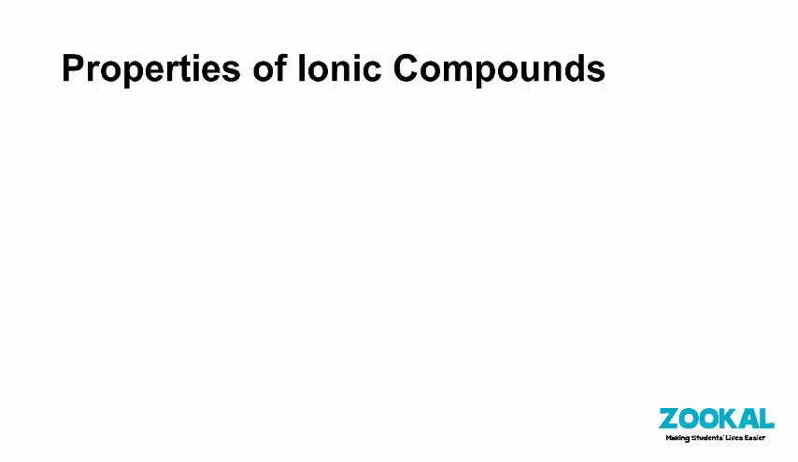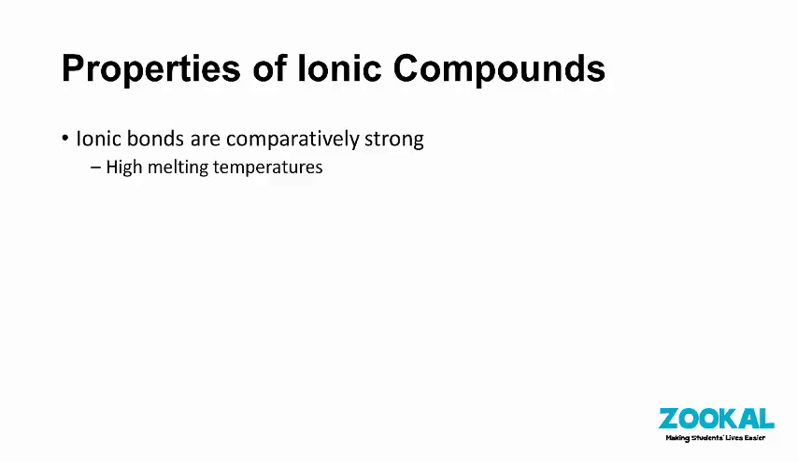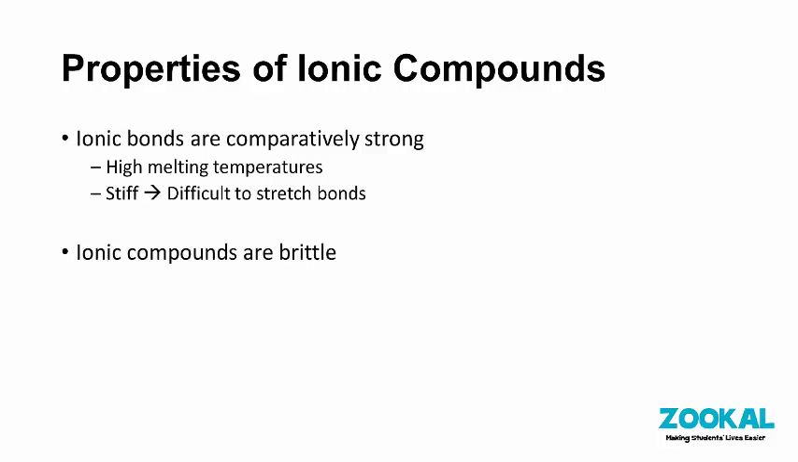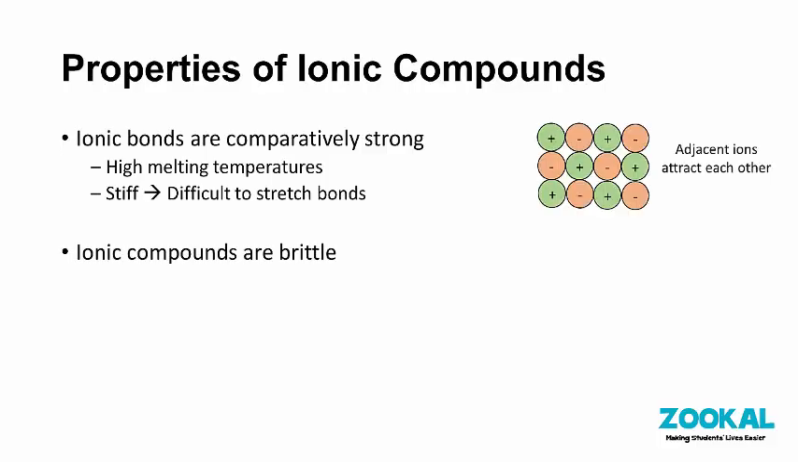Lattice energies are comparatively higher than most bonding energies. Therefore, ionic bonds are quite strong. Since it takes lots of energy to break the lattice, it means that the melting temperature of ionic compounds is high. It also means that the compound is quite stiff, since the bonds do not stretch easily. Ionic compounds are also brittle. As you can see on the right, in the undisturbed state, adjacent ions attract each other.